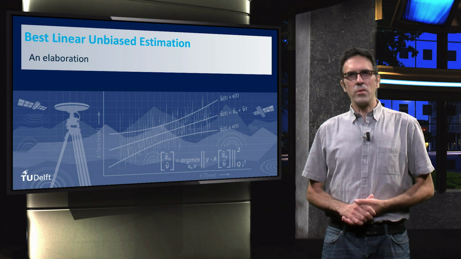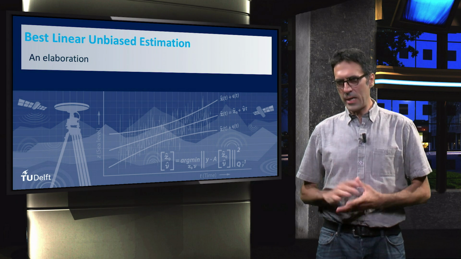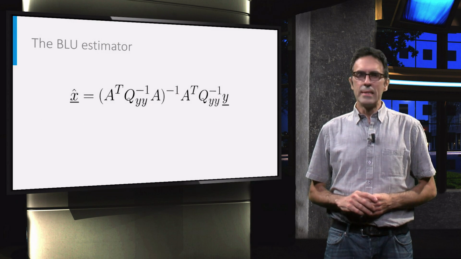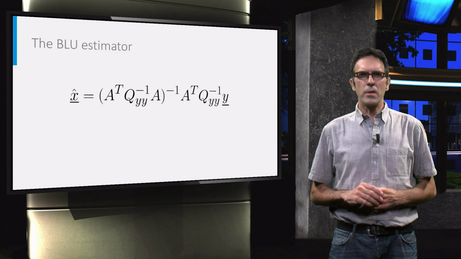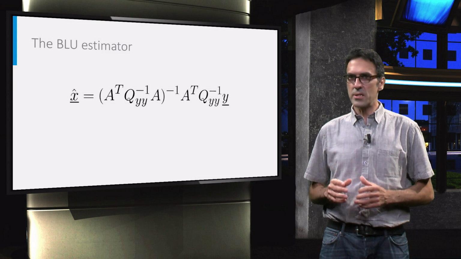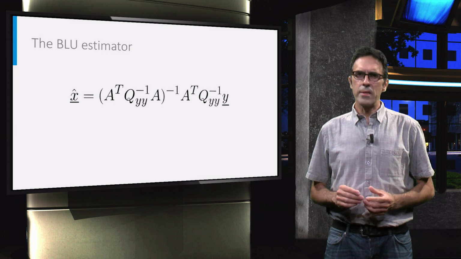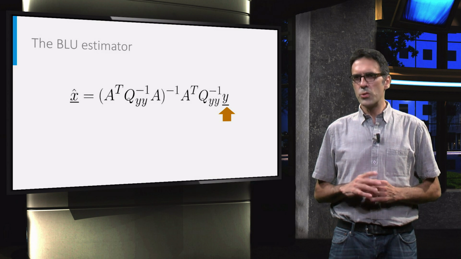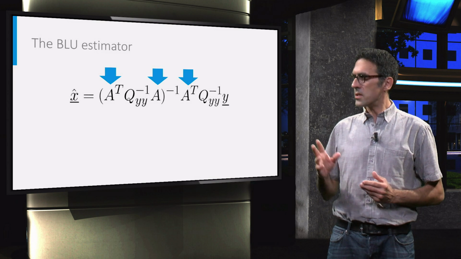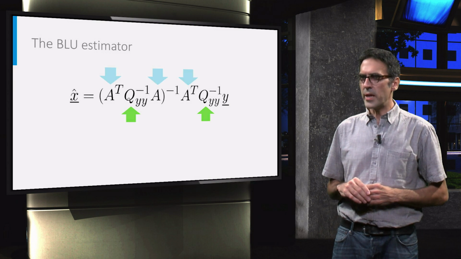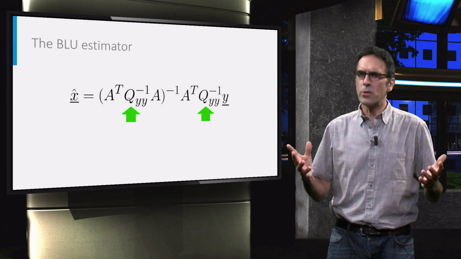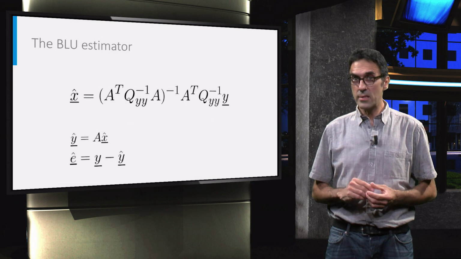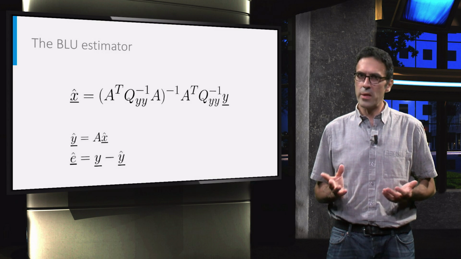To understand the background and implications of best linear unbiased estimation, let's go a bit deeper into its origins. Here you see the final appearance of the best linear unbiased estimator x hat. It is clear that apart from the observables in vector y, it is dependent on two components, the design matrix A and the covariance matrix Qy, or actually the inverse of the covariance matrix. The other estimators, y hat and e hat, remain unchanged from the way we introduced them earlier.